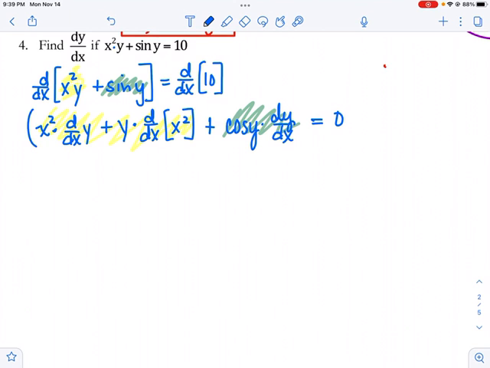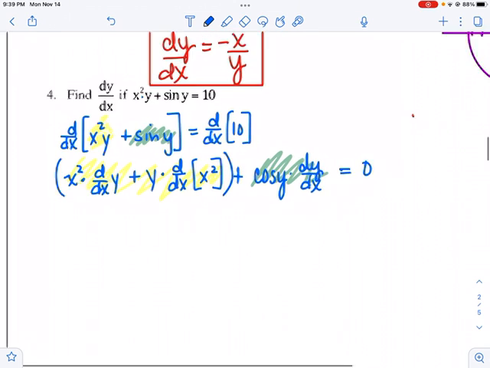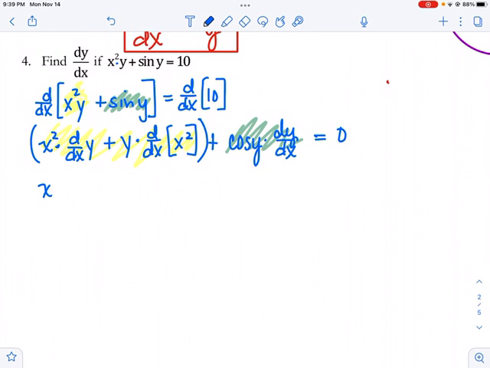So let me go like this. And so then I end up with x squared dy dx plus I've got y times the derivative of x squared. So I'm going to just make that 2x. I'm going to put that in front, 2x and then times y. There's no dy dx on this term. And then I have plus cosine y dy dx is equal to 0. So I think we have everything there.